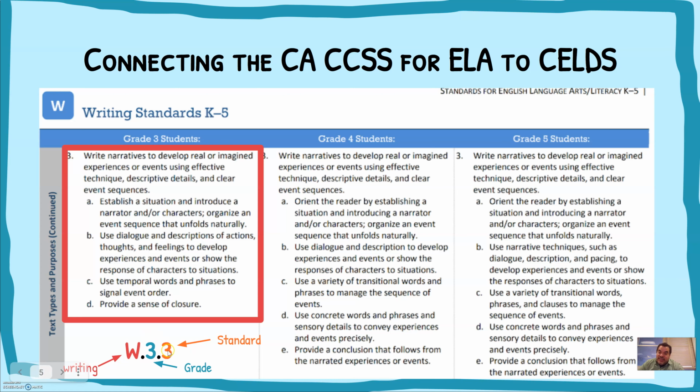You might be working on standard 10. In that case, this number would be 10. You might be working on standard 3A. If that's the case, then we would add a little a here. So let's go over the standard.